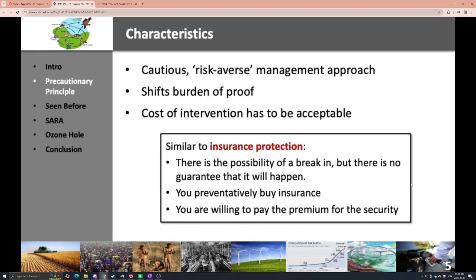You can think of the precautionary management approach a bit like buying insurance. There is a possibility that the place where you live might get broken into, but it's not a sure thing. So to protect yourself, you buy insurance, but you only buy that insurance if the premium, the cost for that insurance, is not too high. With the precautionary management approach, you're protecting yourself against morally unacceptable harm that's possible, but not guaranteed. So the opportunity cost is equivalent to the cost of insurance, the insurance premium.